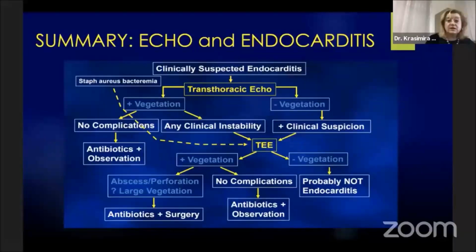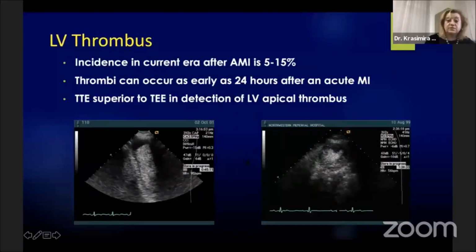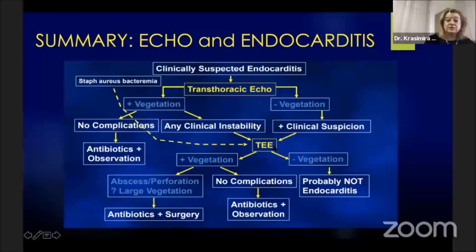As the summary of echo and endocarditis, when we have clinically suspected endocarditis, transthoracic echo is the main test we can perform, but for the diagnosis of vegetation, transesophageal echocardiography is mainly used for this patient.